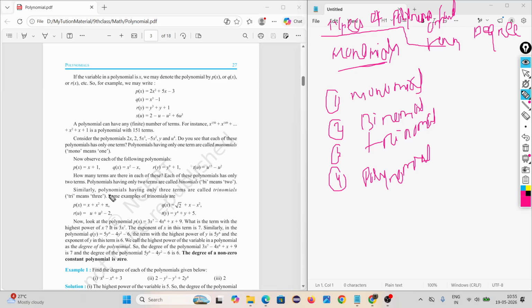Similarly, a polynomial having only three terms is called a trinomial. Some examples, look. Here, root two: don't think it is a variable term. I can write 2 power 1 upon 2, but it is not a variable term. It is the constant term. Don't look at the power of a constant. Only look at the power of a variable. Is it positive? Then it is a polynomial.